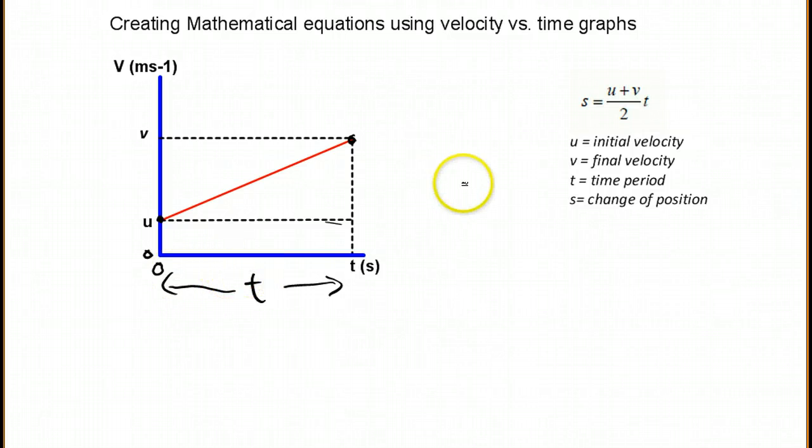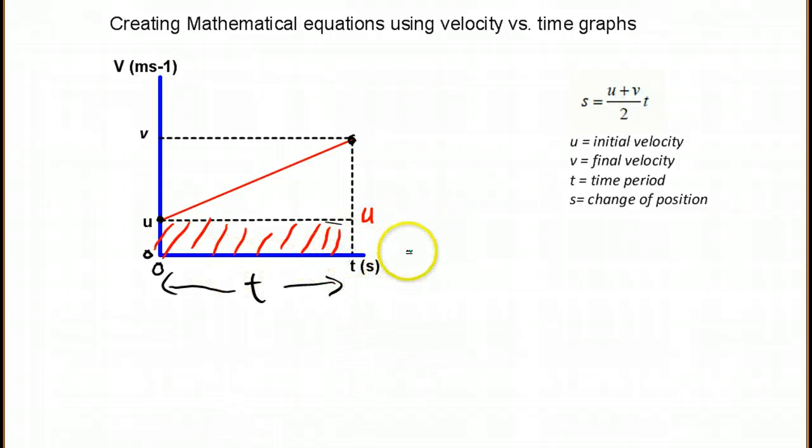Now, from here, we're going to look at the fact that the distance traveled, the change in position, is going to be the area between the curve and 0. That essentially makes two possible sections. We have a rectangle section here, and that makes this u and this is t, so the area of that, which is equal to the change in position, is equal to u times t.